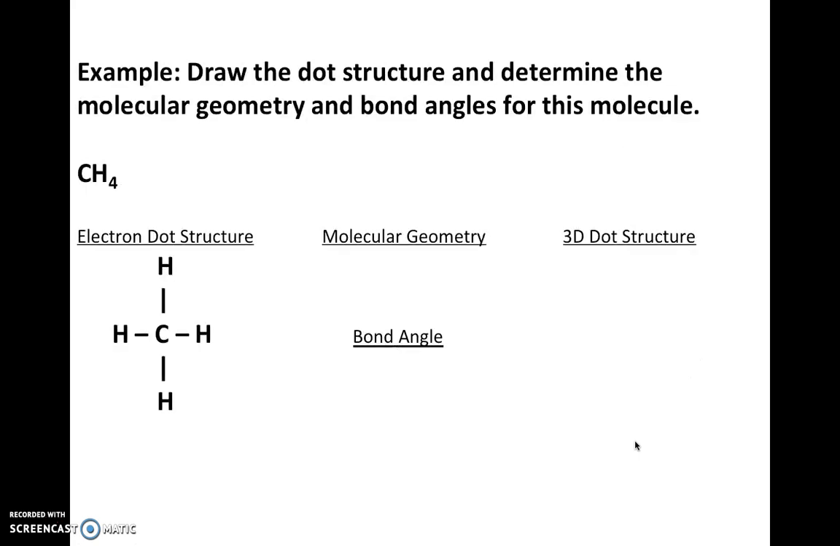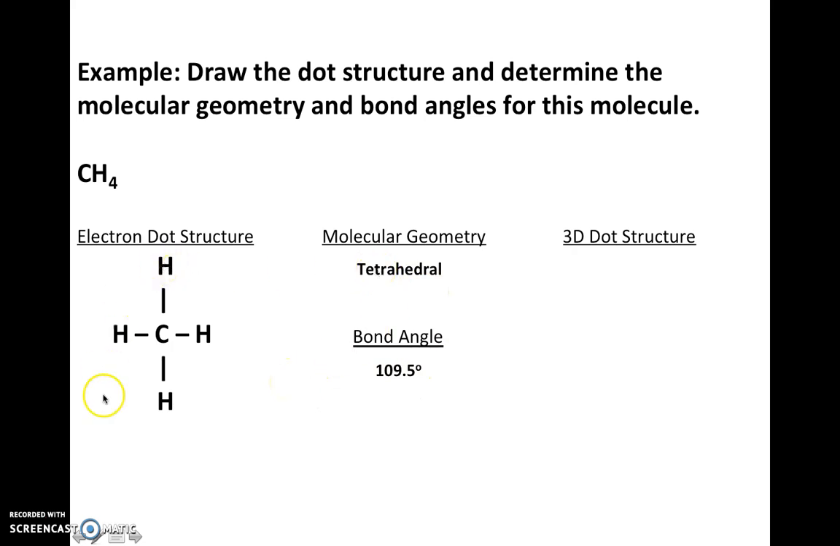If we drew the electron dot structure for CH4, we would get this structure. Basically, it looks like a T. However, this structure doesn't really show us the three-dimensional structure. We can determine what the geometry is, though, by referring back to our chart. Here I can count 1, 2, 3, 4 bonding groups, 0 lone pairs on the carbon. If we go to our chart, a 4, 0 gives us a tetrahedral shape with a bond angle of 109.5.